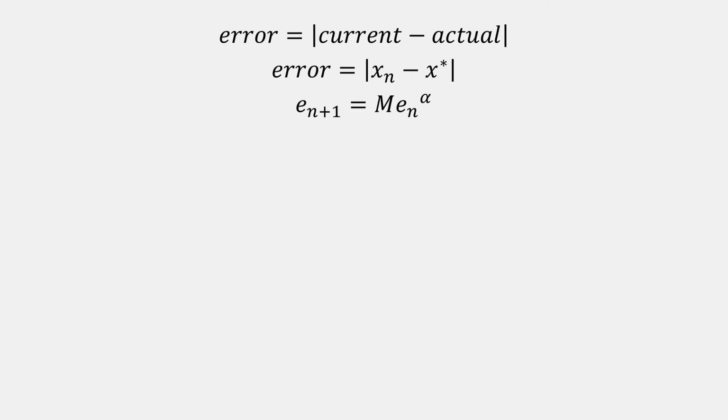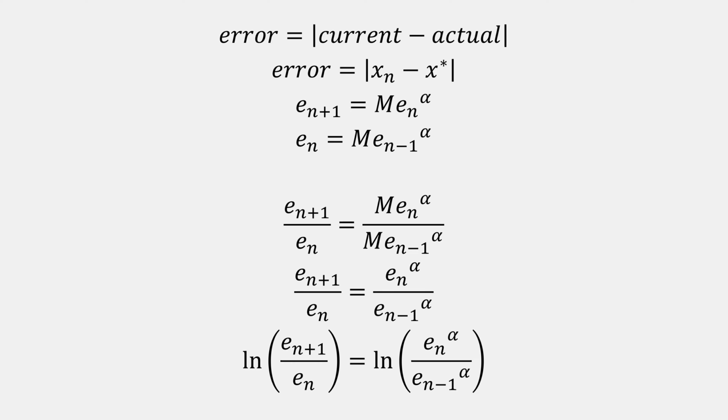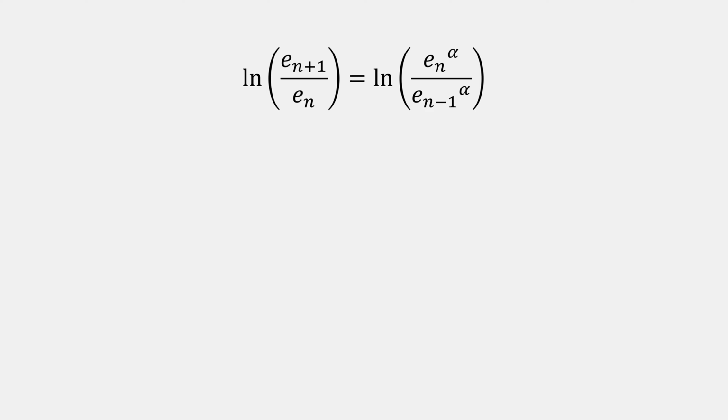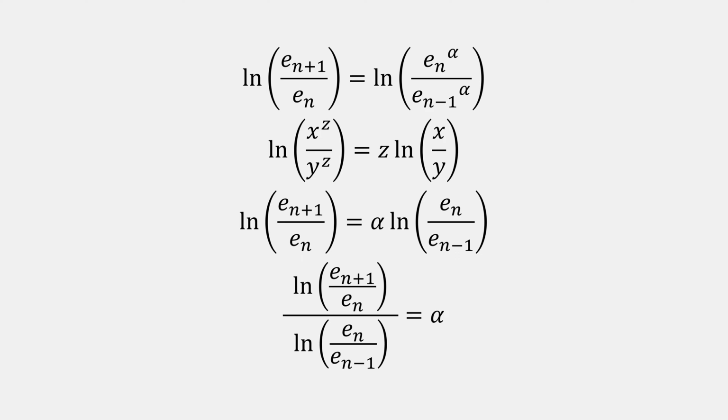Let's take that error equation and step it back one iteration. Using these two equations, we can divide them and eliminate our m term. Then take the log of both sides. From here, we can use properties of logs to extract that exponent. Then solve for alpha, giving us this equation.